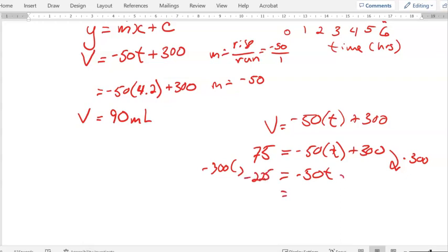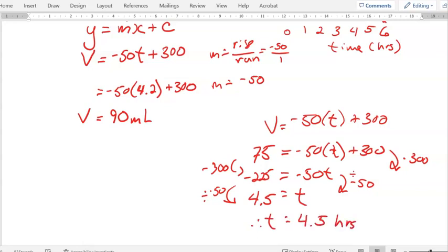And now if we want to turn a negative into a positive, we divide by negative 50, divide by negative 50. And negative divided by negative gives us positive T, which gives us positive 4.5. So the time is 4.5 hours. Hope that helps.